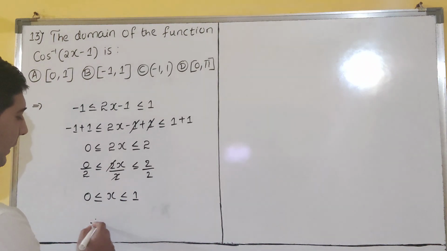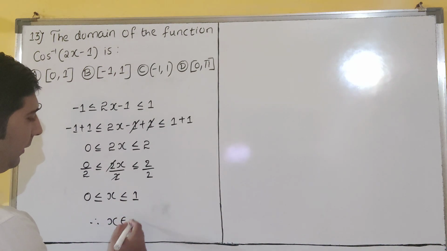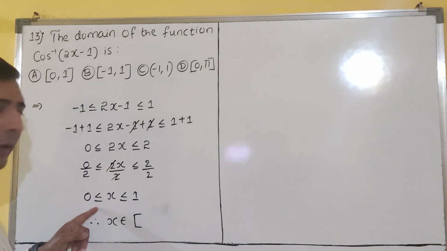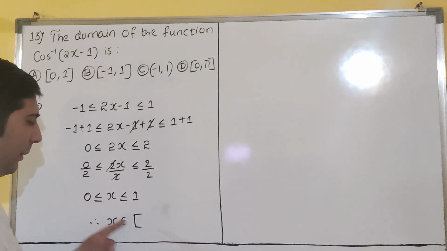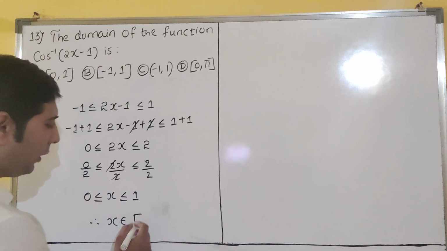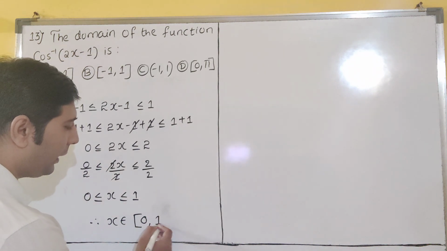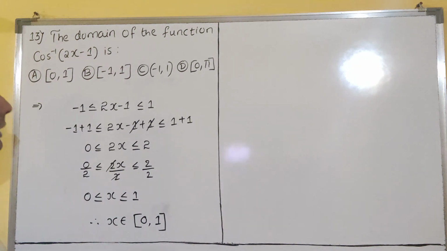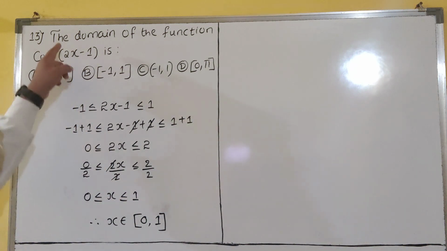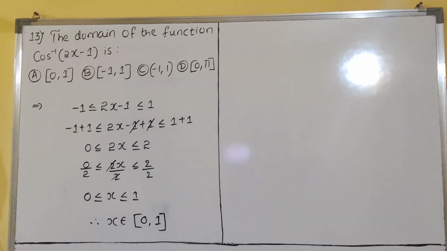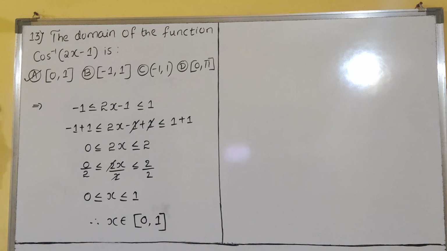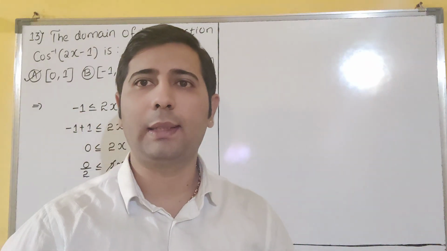So therefore you can say x belongs to what here? Closed interval. Why closed? Equal sign is there. So 0 to 1 we can write. Here also it is equal, closed bracket. So this is our required answer. This is the domain of what? Cos inverse 2x - 1, dear students. That will match with option A, dear students. Clear everyone? So we'll see the next question.